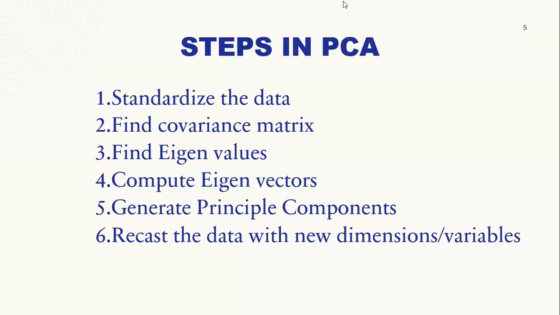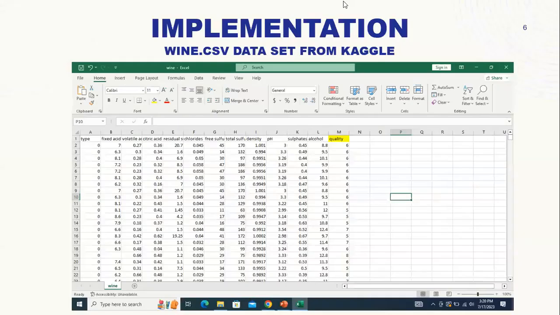So let us try to understand these steps in detail. Look at this data. This is a data set. We are trying to implement PCA. So what was step one? Step one was to standardize the data. So what do you mean by standardizing the data?